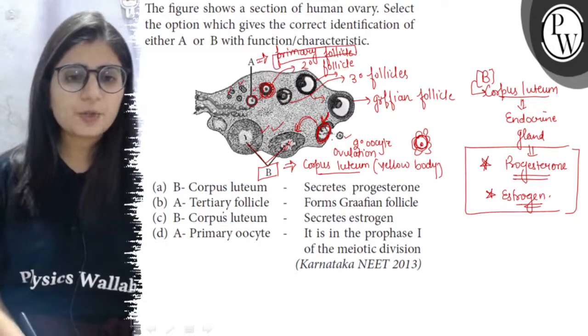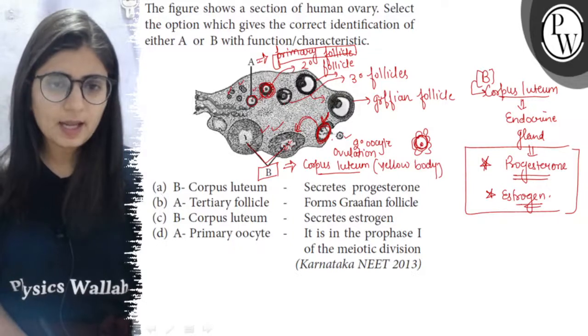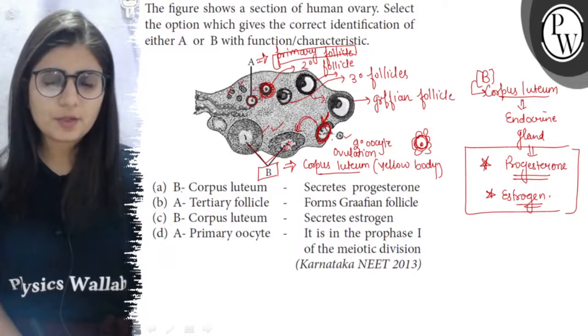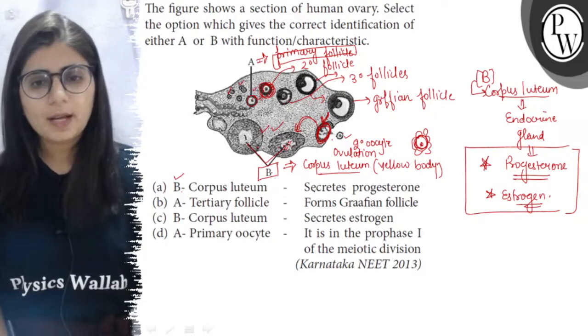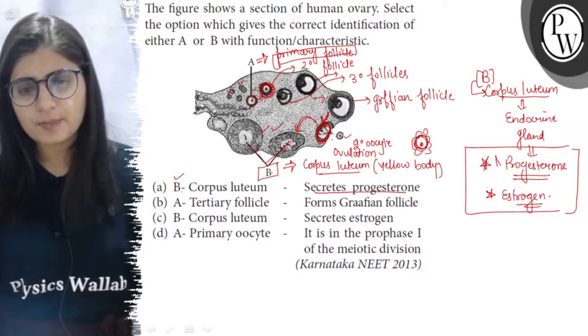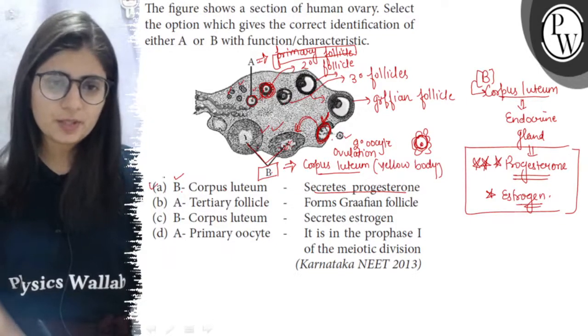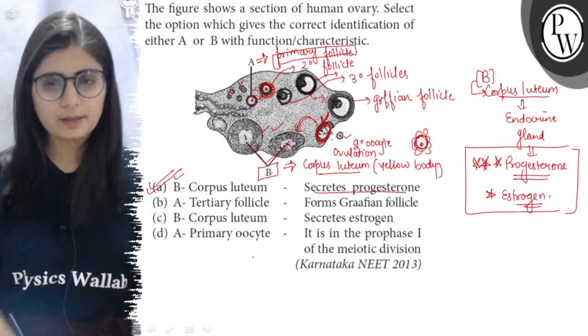Now let's see the options. So here it is given that B is corpus luteum. So this is true because the B part is the corpus luteum and it secretes progesterone. The principal hormone secreted by the corpus luteum is progesterone. So both statements here are correct. So it is the right match.